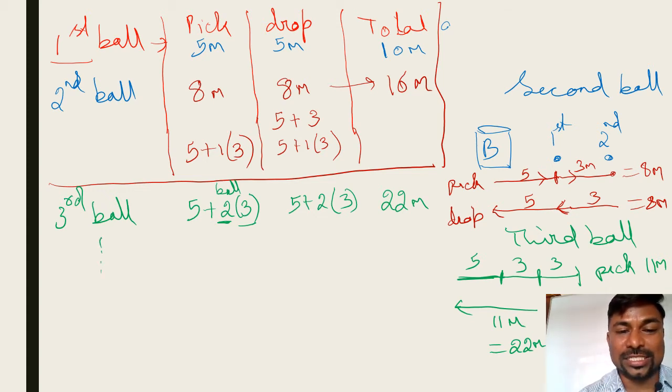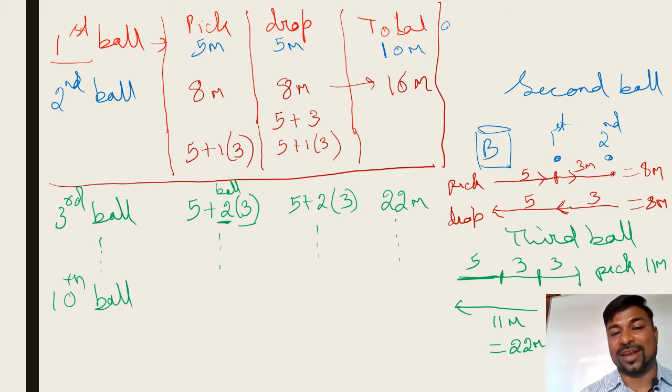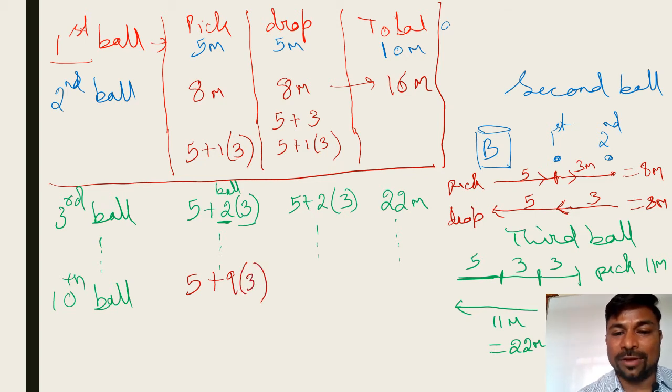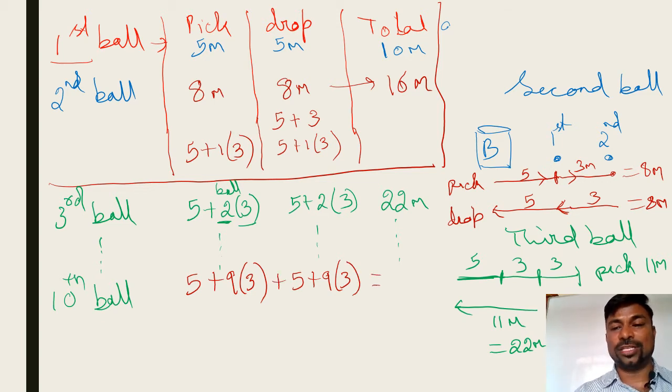Now, if you continuously move like this, for the 10th ball or the last ball, what is the distance she is traveling? Please see what I am making here. Shall I say 5 plus 9 into 3 to pick, and 5 plus 9 into 3 to drop? Can you tell me why?